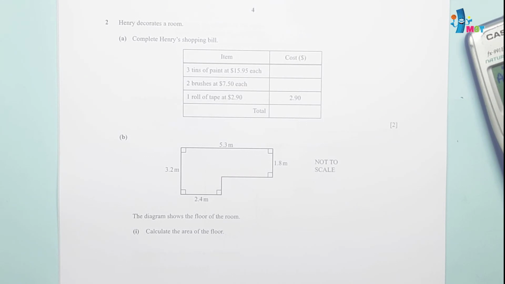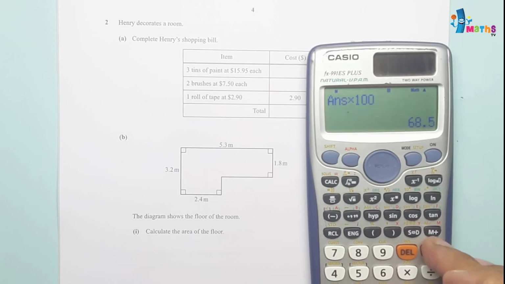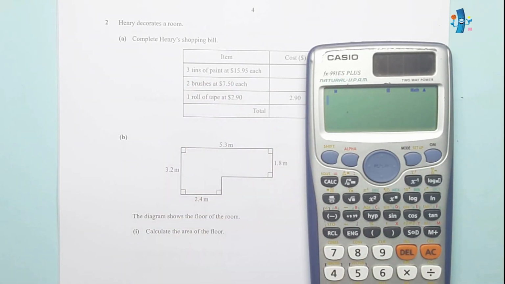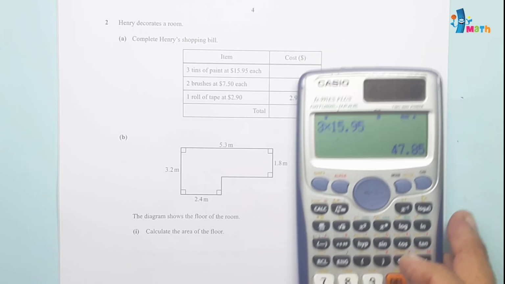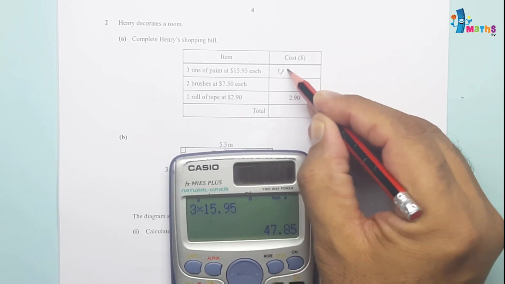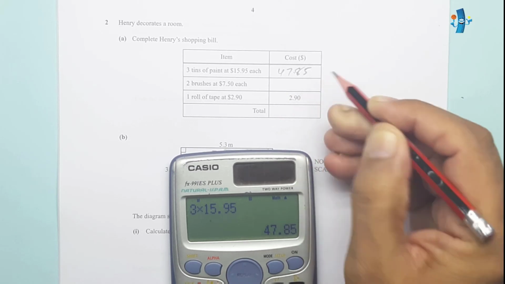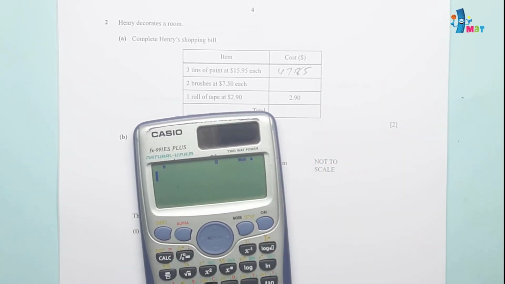Question number 2. Complete Henry's shopping bill, and items are given, and they have given the detail that 3 tins of paint at 15.95. So we'll multiply and check. 3 into 15.95 is equal to 47.85, and 2 brushes also.